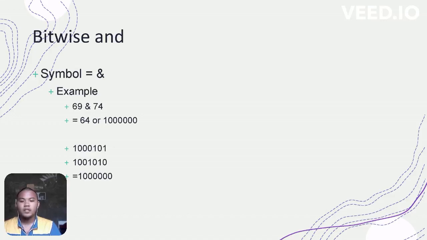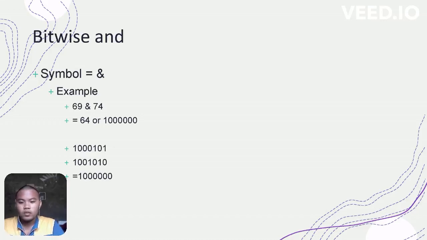69 bitwise AND 74. The result of that is 64, or 1000000. The reason for this is, as I said earlier, bitwise AND copies a bit to the result if it exists in both operands. This is shown in the solving below.